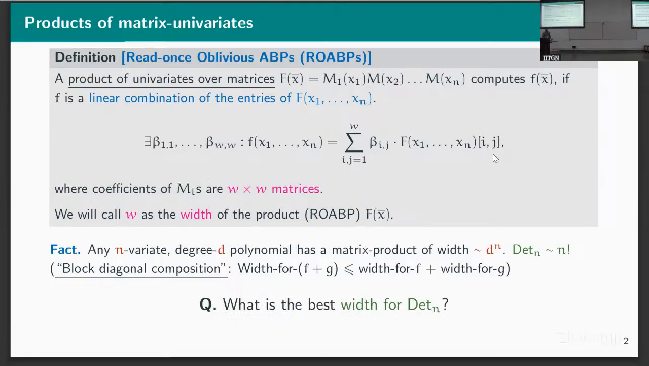Okay, so this means for determinant you can do it with n factorial monomials. So you can write determinant as a product of width n factorial. Can you do better? That's the question. Okay, any questions at this point?